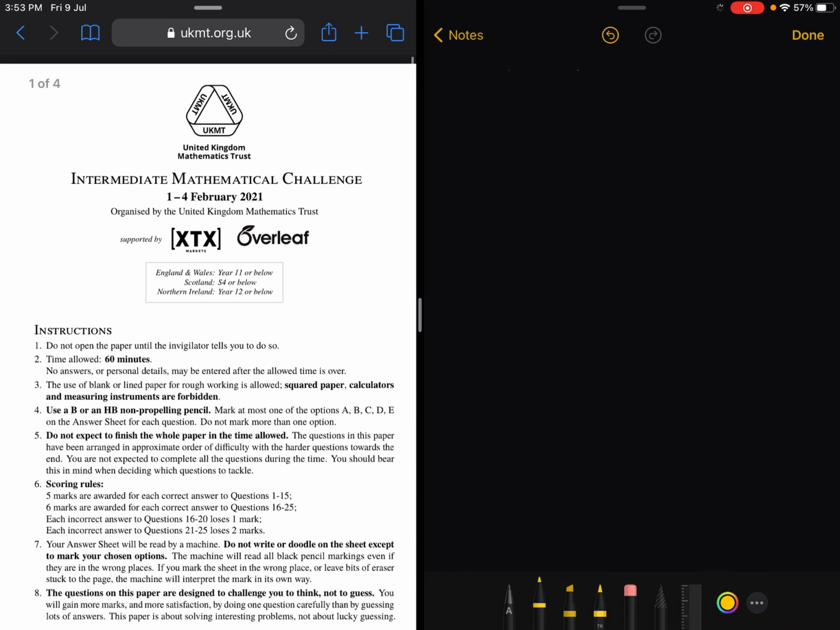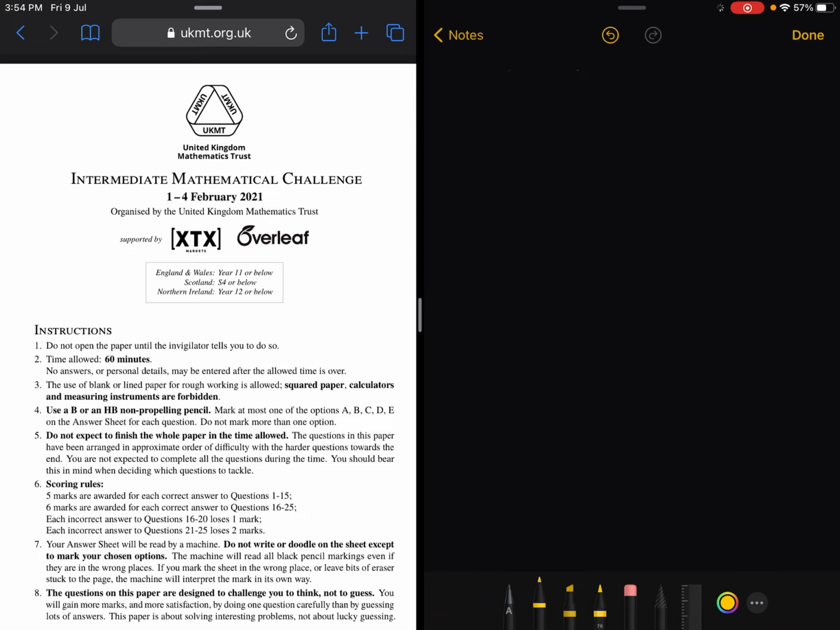Hello guys, today we will be looking at the 2021 UKMT IMC paper. This is a 1-hour paper with 25 questions. The first 15 questions are worth 5 marks and the last 10 questions are worth 6 marks. And obviously the first 15 questions are relatively easier compared to the last 10 questions. So without further ado, let's get straight into it.